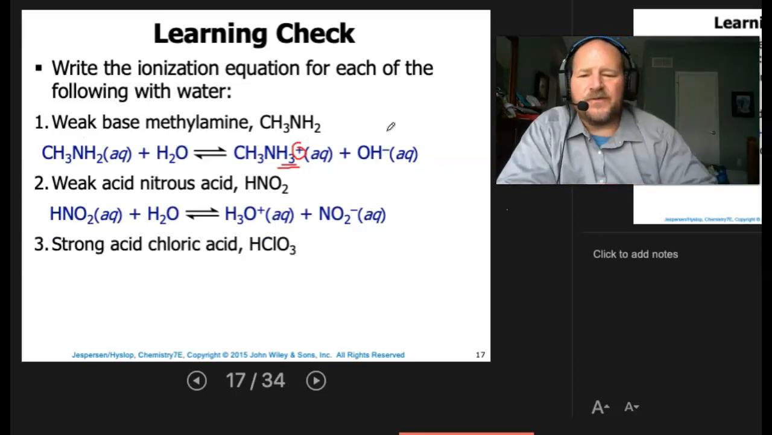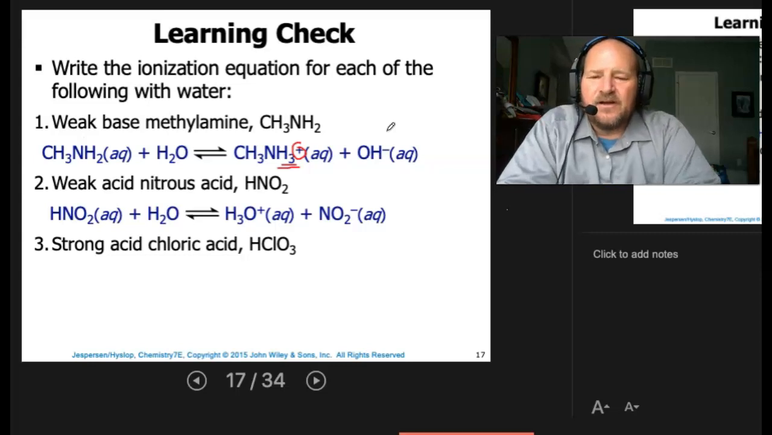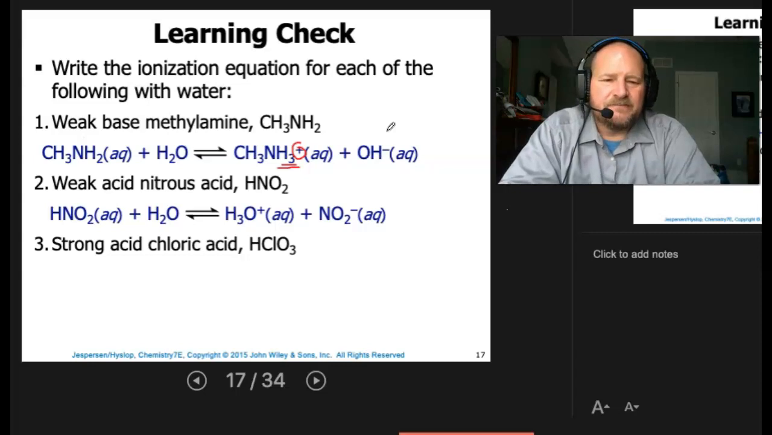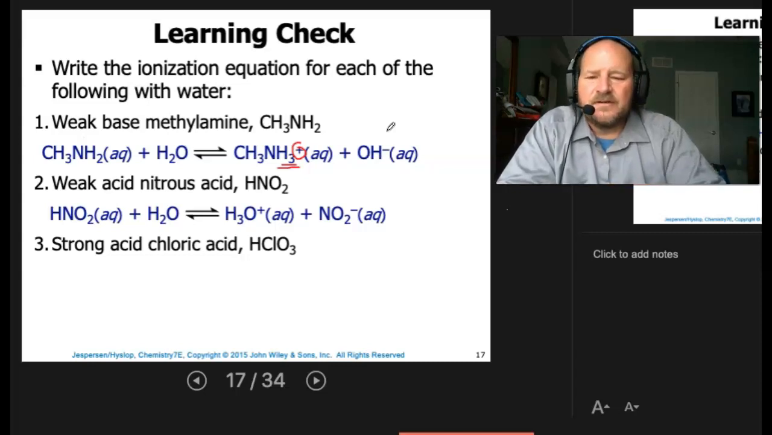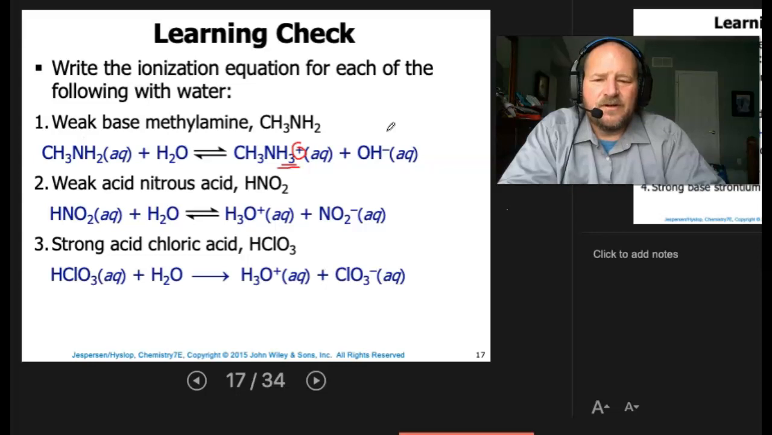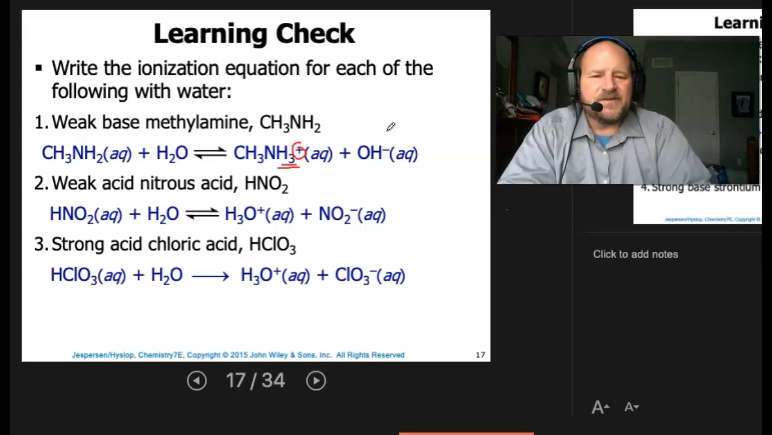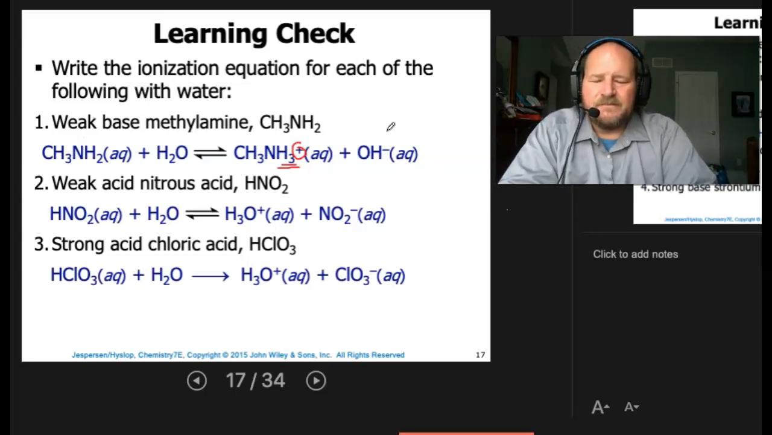All right, number 3, strong acid, chloric acid, HClO3. So strong acid means it's going to completely dissociate, which means we're going to have a single-headed arrow. It's an acid again, so it's going to be donating the proton. And so that means water is going to accept the proton and make H3O+.